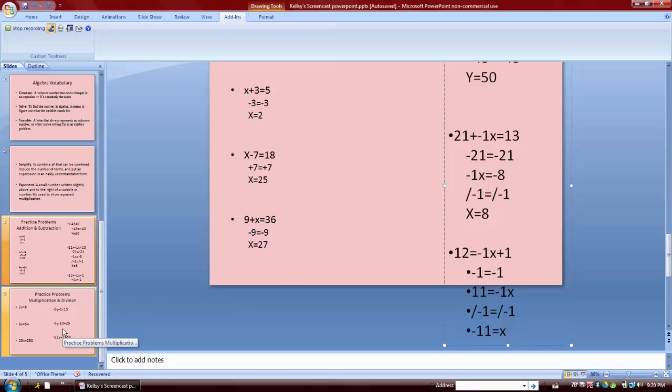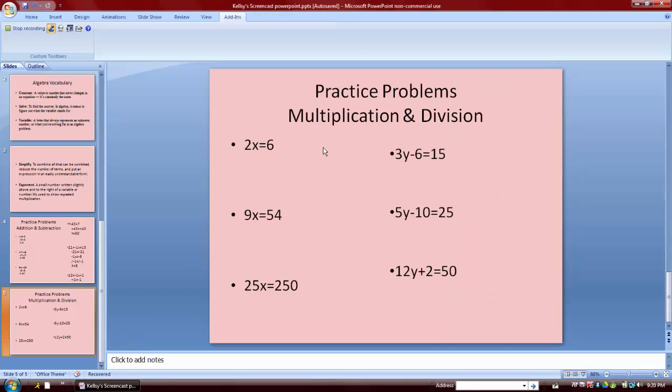Okay, so next is, I think, a little bit tougher, but not too bad. We're going to start off with multiplication and division, and then that'll be it for the day. So the first one is pretty simple. It is 2x equals 6.